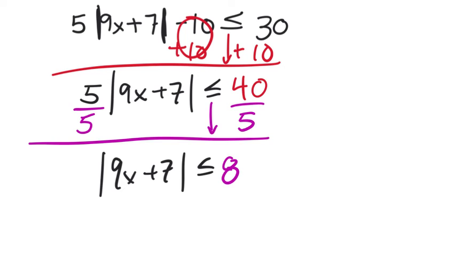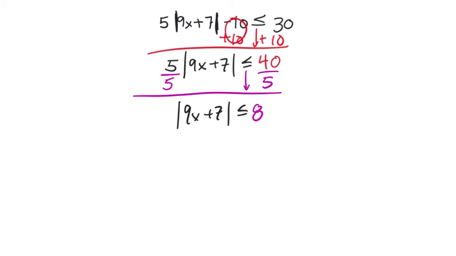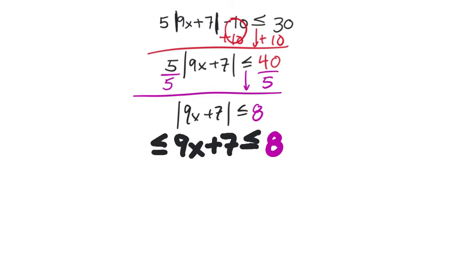All right, now that we have this inequality, we're going to split it up. You could write an and statement if you wanted to. That's perfectly acceptable in my book. But really what we want to do is sandwich that 9x plus 7. So we're going to say it could be less than or equal to 8. But now we also need to say that it could be greater than or equal to negative 8, okay?